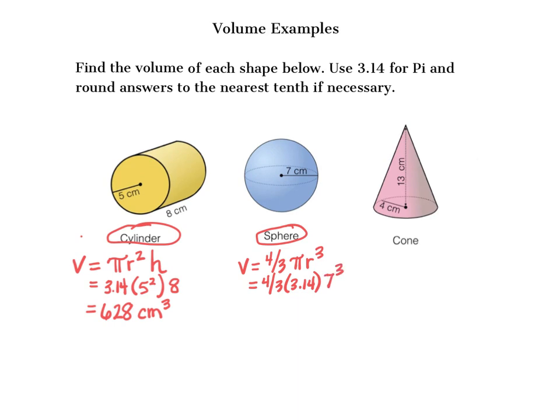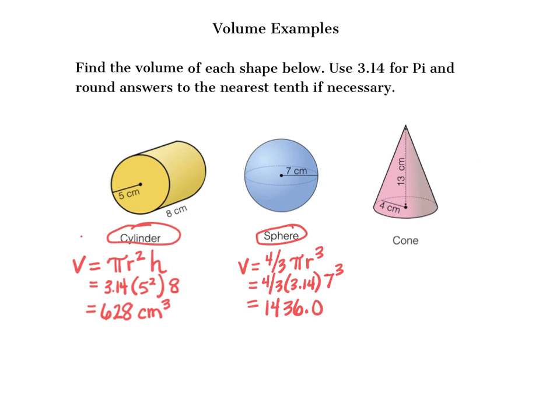I'm going to punch all that in my calculator. Remember, we can do fractions in the calculator as well as exponents. So I'm going to do 4/3 times 3.14 times 7 to the third power. Now that comes out to a long decimal, so I'm going to round that. It's 1,436.0266 repeating, so I'm going to round that to 1,436.0.